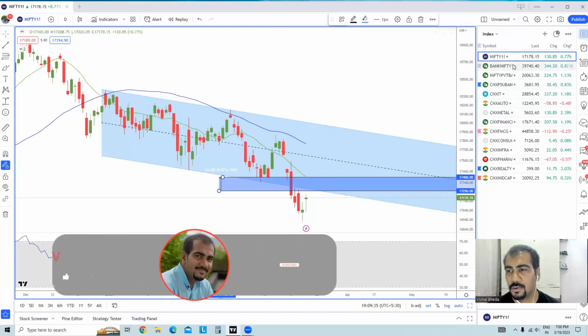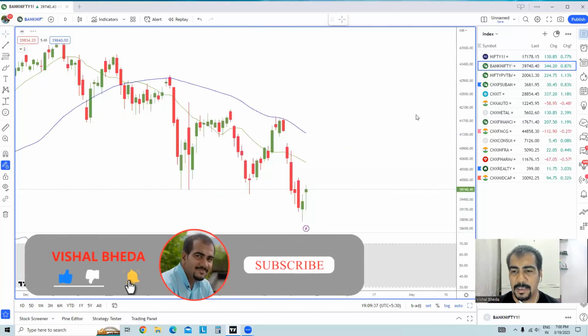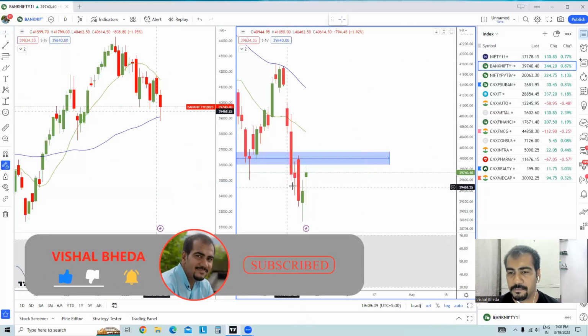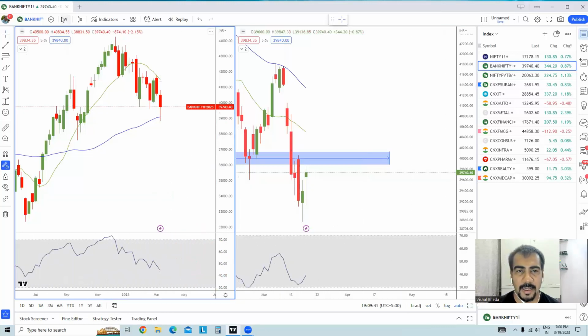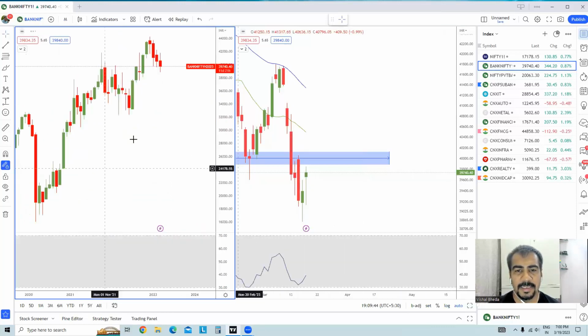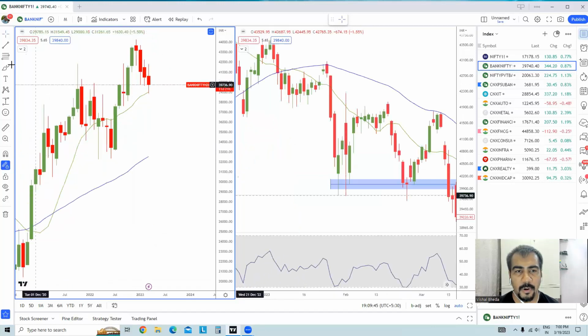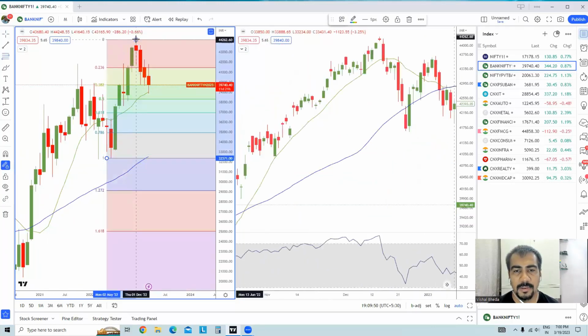Okay, so let's go to the Bank Nifty chart. In Bank Nifty, again I will go to the monthly time frame chart, and if I plot the Fibonacci retracement over here, Bank Nifty is even better, because Nifty has retraced 50% and Bank Nifty has been able to retrace only 38%, the 38.20% retracement.